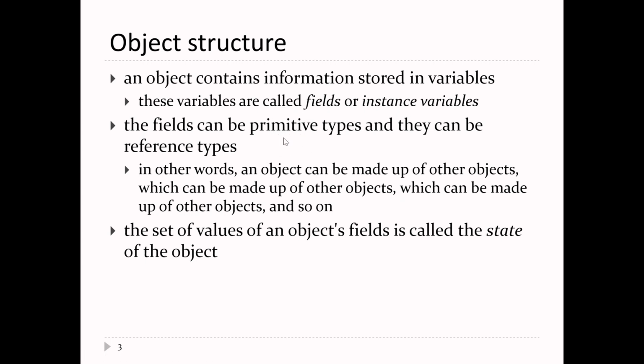The fields can be of any type. They can be primitive types, so you can have a field that's an int. You can have fields that are of object reference type. So an object can be made up of an object or objects, and those objects are made up of other objects, and so on. You can create these layers of objects to increase the complexity of your program. The set of values for the object's fields is called the state of the object. So if an object has two ints in it, then the state of the object is just the value of those two int values.